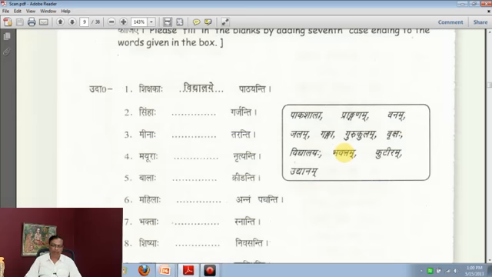Third one. Meenaha taranti. Jale taranti. We have already done. Meenaha jale taranti. Fishes swim in the water. Mayuraha nrutyanti. Vane nrutyanti. Peacocks dance in the forest. Fifth one. Balaha kridanti. Which one do you pick up from the listed words? Yeah, prangane kridanti. Boys are playing in the veranda. Prangane is veranda. Okay. Balaha prangane kridanti.